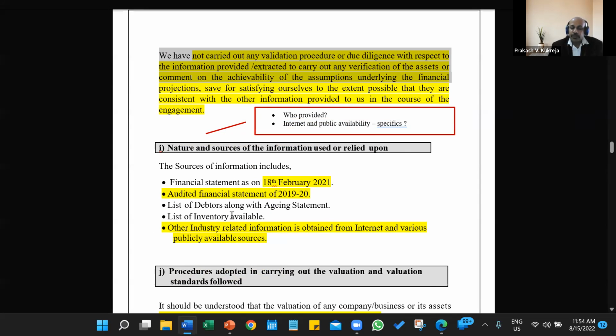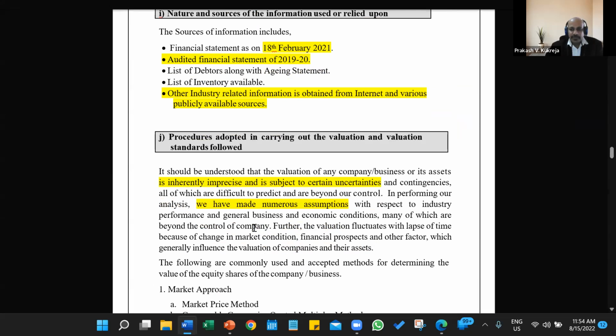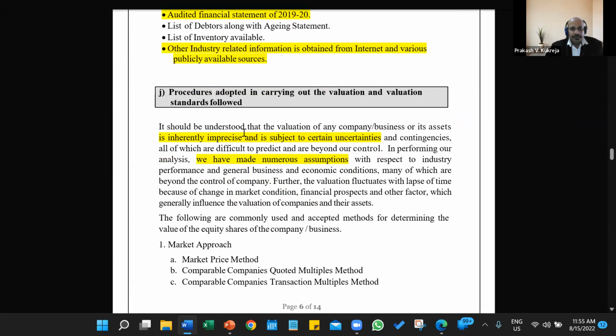For example, if you have used Bloomberg, right? Or maybe Money Control or any other websites, it is very important to mention that and what information you have used. I might go a little fast because there's a lot to cover, so you can stop me wherever you think you need to discuss or have some clarification.